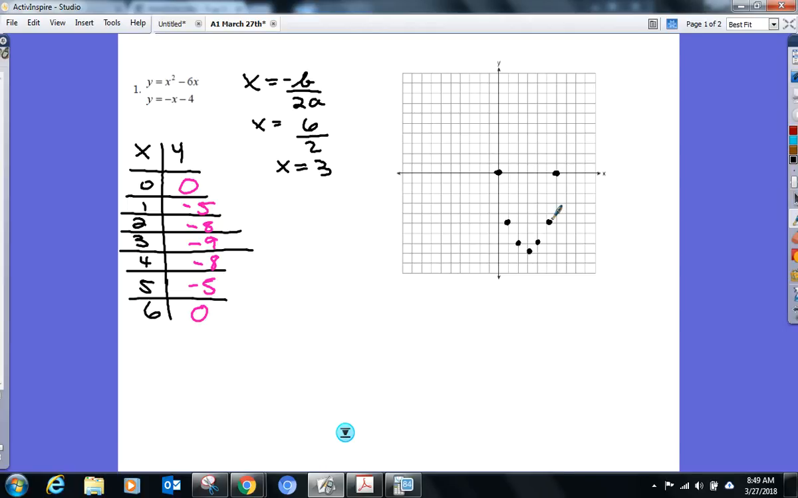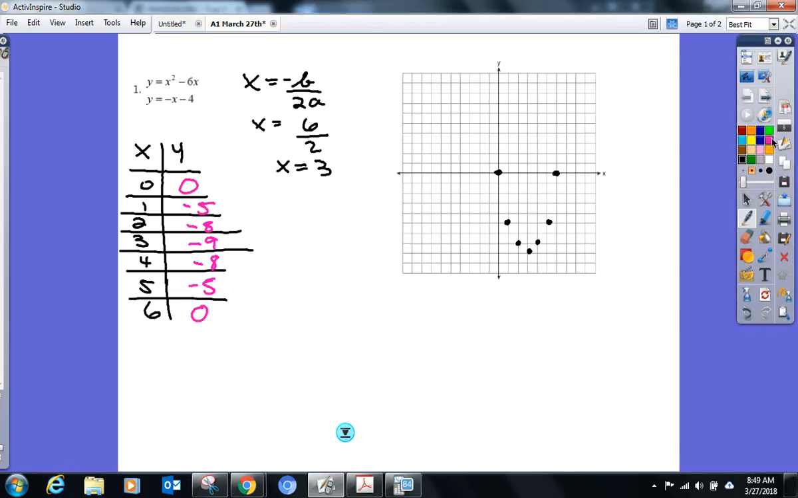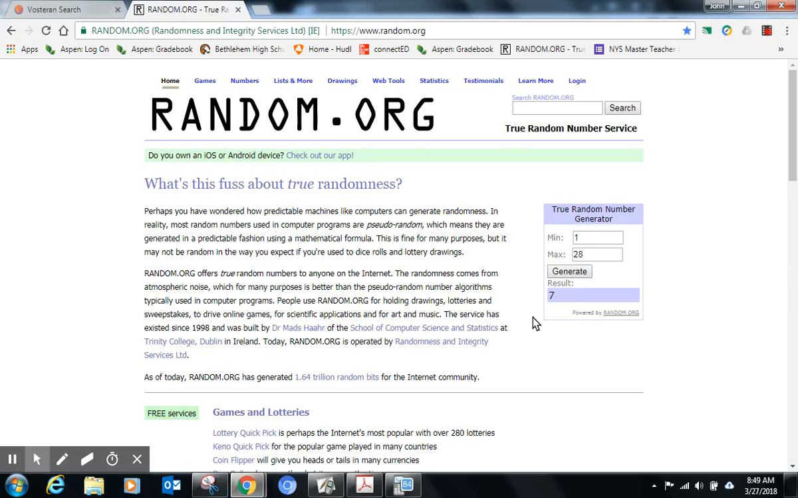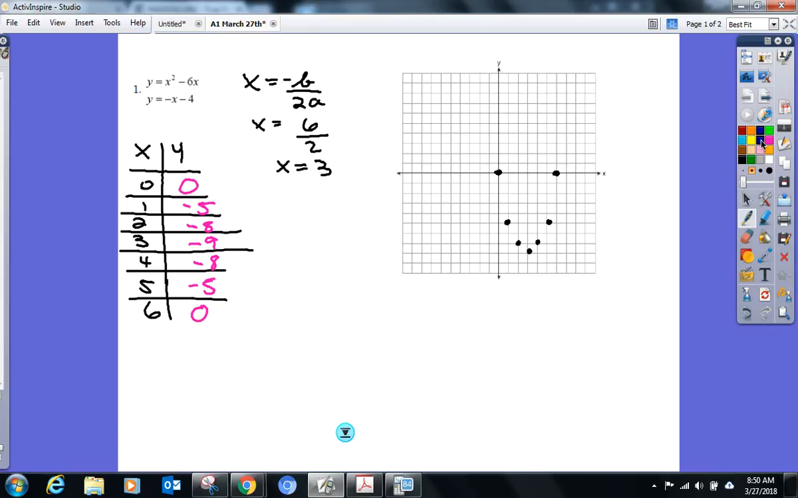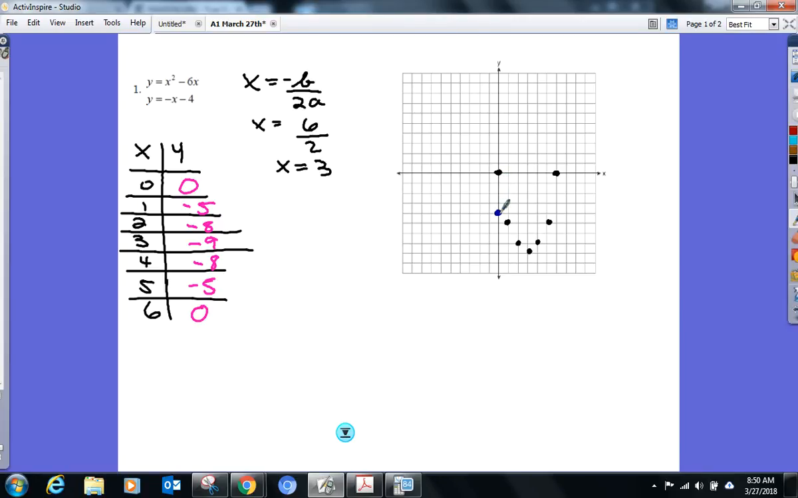Go to the line now. What is the y-intercept of y equals negative x minus 4? The y-intercept. Where would this graph cross the y-axis? Negative 4. So that's the first point I plot, negative 4. 1, 2, 3, 4. Right there.